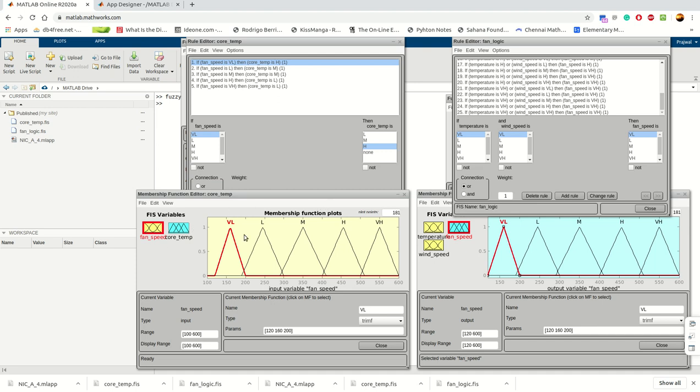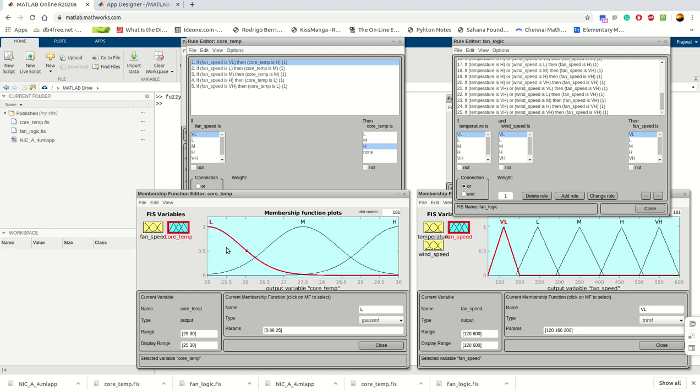So here is another fuzzy logic which calculates the core temperature, in which the input is the fan speed and the output is the core temperature. The input contains five membership functions ranging from 100 to 600 rpm, which we get using the previous fuzzy logic system. The core temperature contains three membership functions, each one Gaussian: low, medium, high. And the fan speed is very low, low, medium, high, very high.